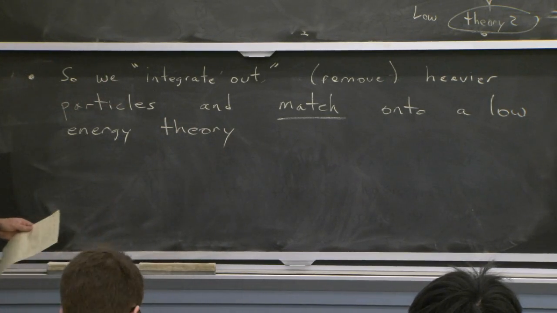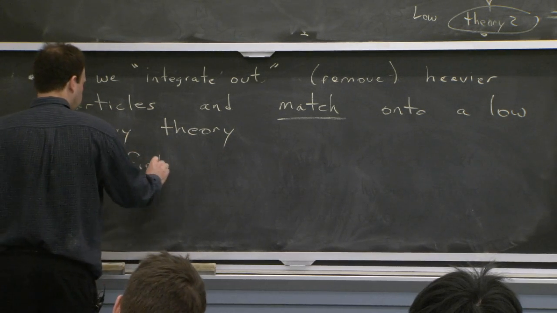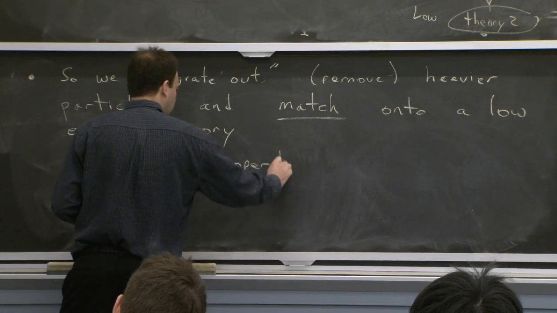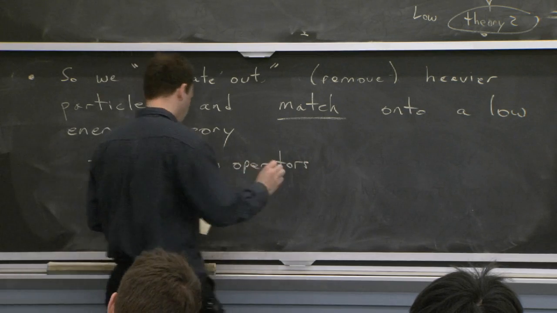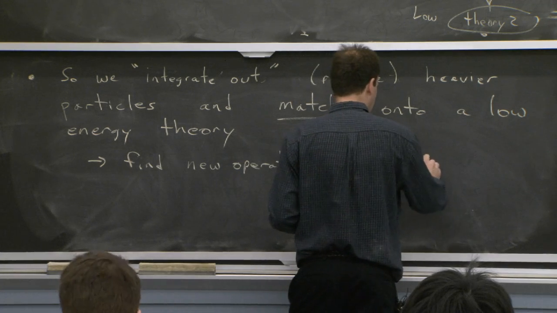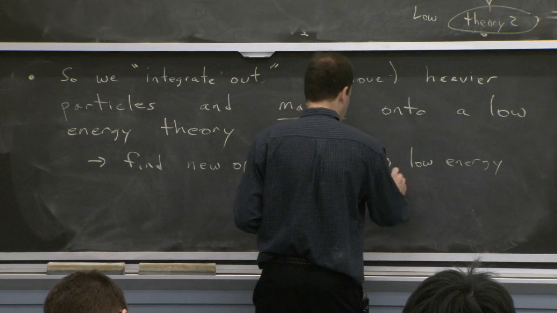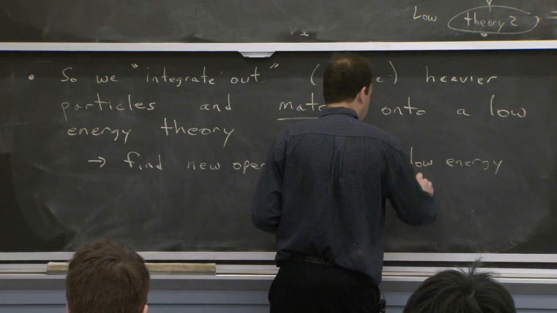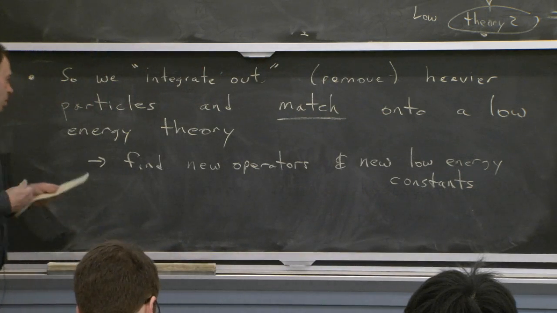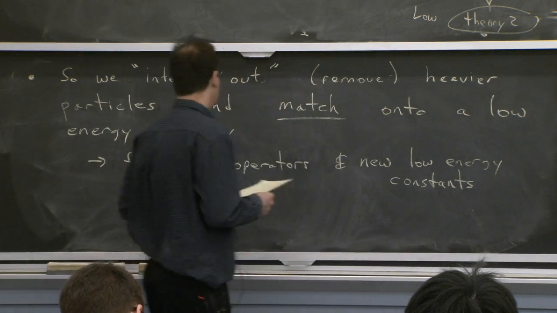That means we can use this ability to do calculations in the high energy theory to find what the operators are of the low energy theory, just by direct calculation. And also, if there are new low energy constants that show up, we can calculate the values of those constants by using information and connecting them to the high energy theory. So in this case, we're able to use calculations really to construct the low energy theory.